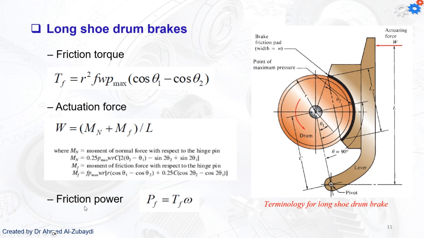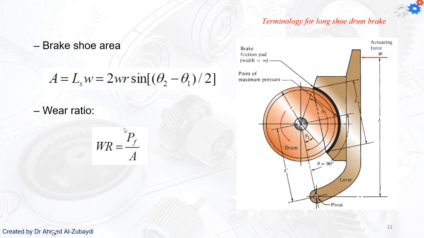So the friction power is going to be equal to the torque multiplied by the omega as normal. Now we need to calculate the area, divide the power by this area, and we can find the WR ratio. The area is going to be equal to Ls, the length of the surface, multiplied by the width. This will be equal to 2 multiplied by the width multiplied by R multiplied by the sine of theta 1 minus the sine of theta 2, divided by 2.